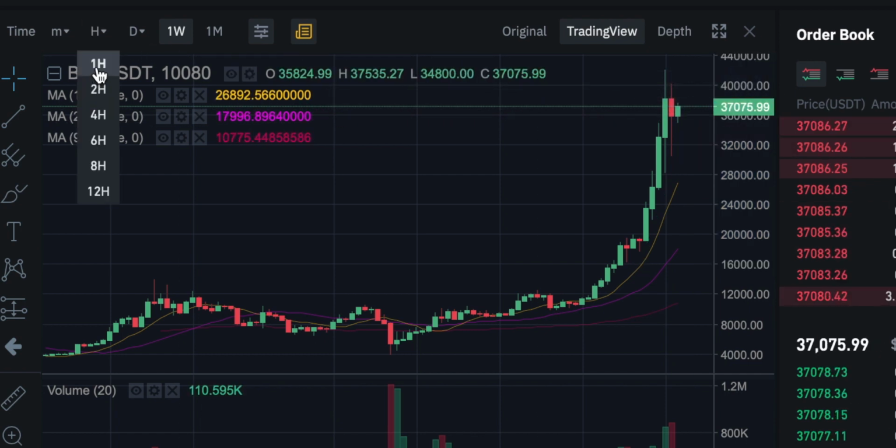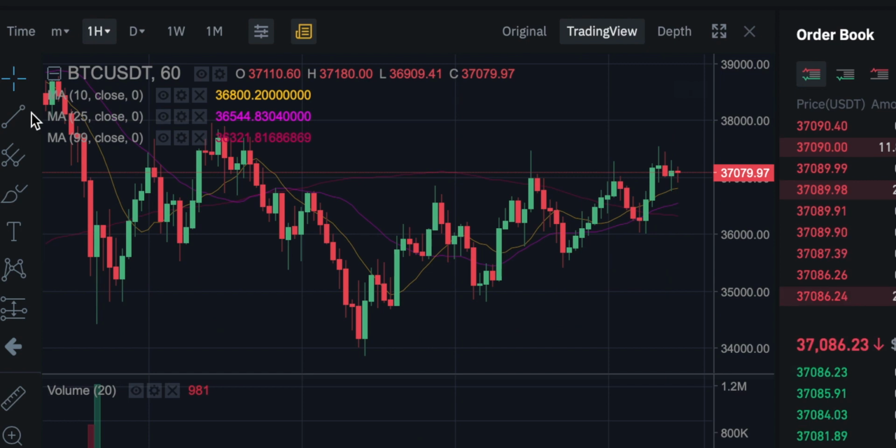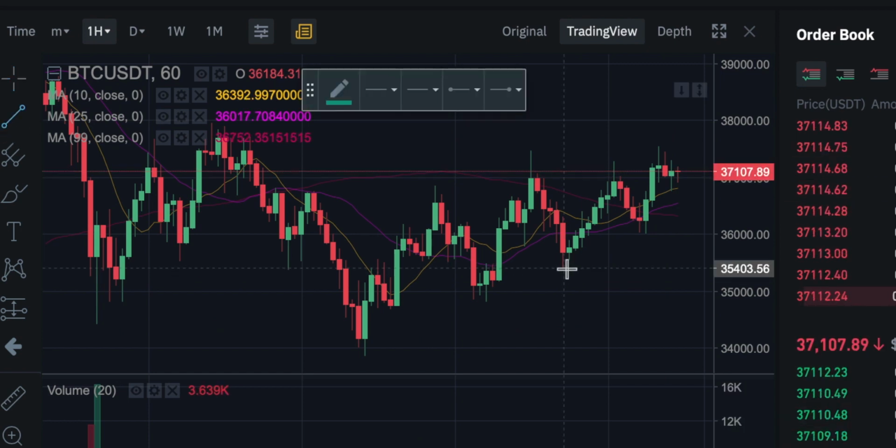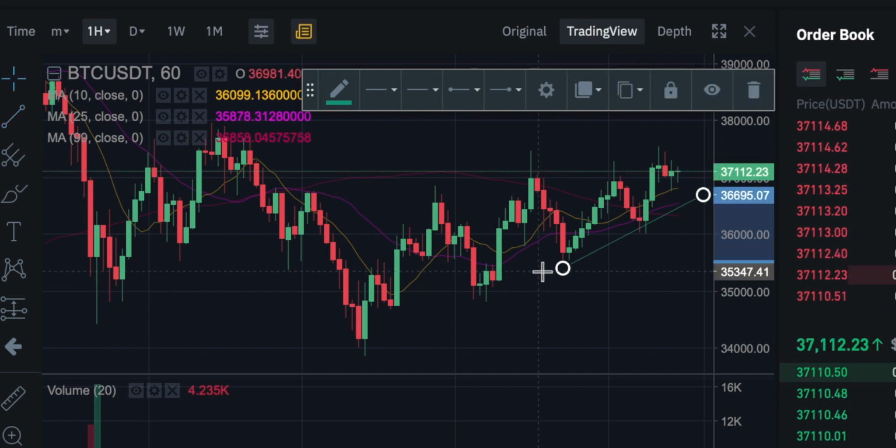Let's go to a 1 hour chart. This may be easier to draw a trend line on. Now this is a move to the downside right here, and it moved down again right here. So you can just draw this trend line on and say, well, actually the chart may come down again to this trend line and then move off it. So that could be used to enter into some trades.